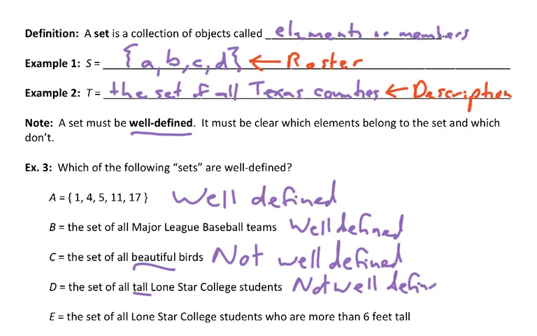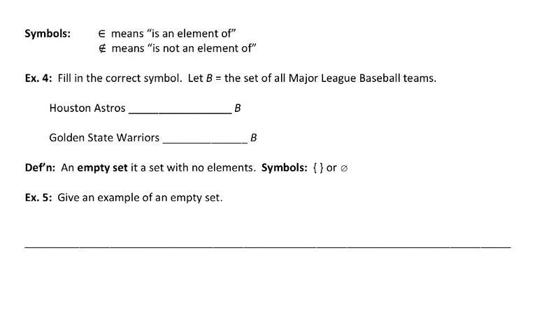I can fix that pretty easily, though, by just clarifying. Look at E. E, the set of all Lone Star College students who are more than 6 feet tall. Now that, I can definitely tell whether someone belongs to that set or not. I simply have to measure them. So this one is going to be fine. That would be well defined. And a collection of objects must be well defined in order for that collection to be a set.